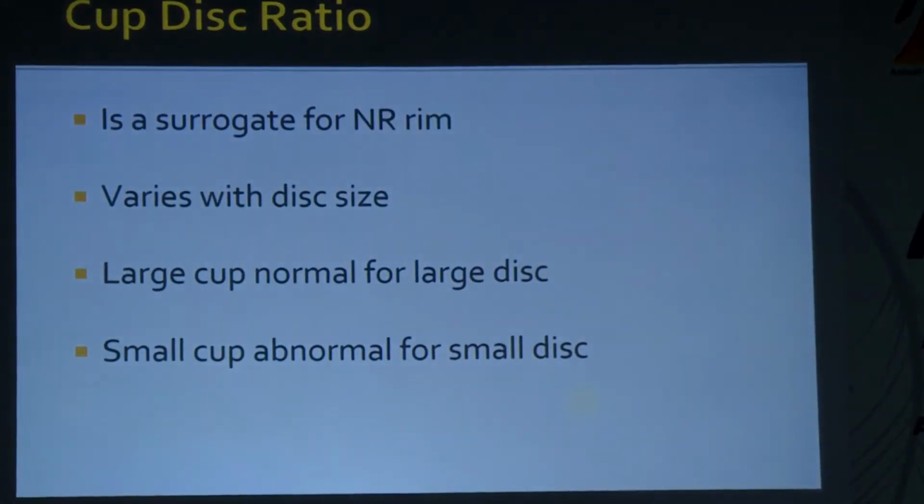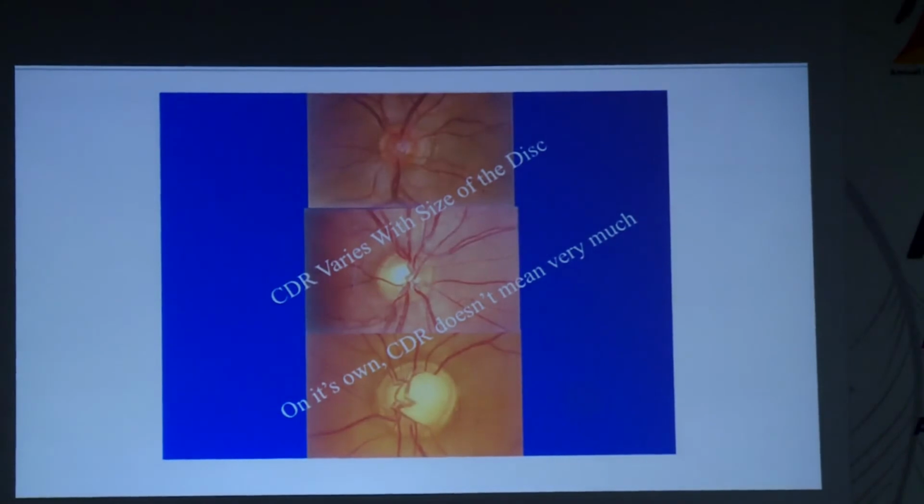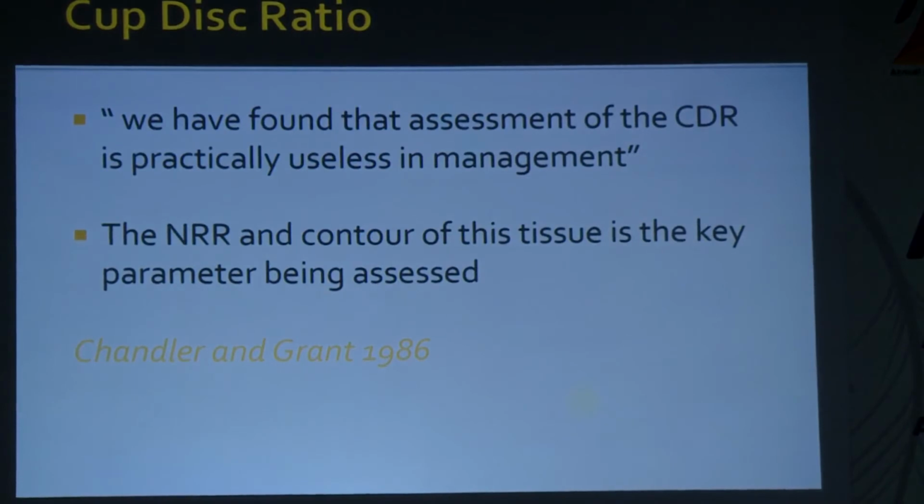But again, I cannot emphasize more that the cup disc ratio is just a surrogate for the neuroretinal rim. It varies with disc size. A large cup can be normal for a large disc. On the other hand, a small cup may be abnormal for a small disc. CDR in itself doesn't mean very much. It can be fallacious. So Chandler and Grant, in their first edition way back in 1986, quoted, "We have found that assessment of CDR is practically useless in management. The neuroretinal rim and the contour of this tissue is a key parameter that needs to be assessed."